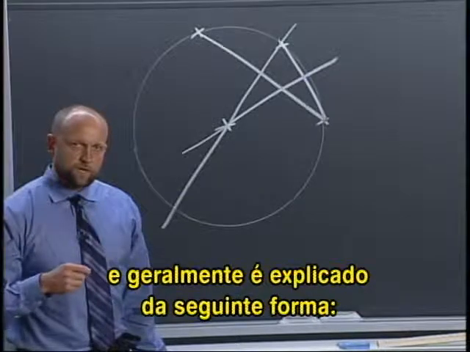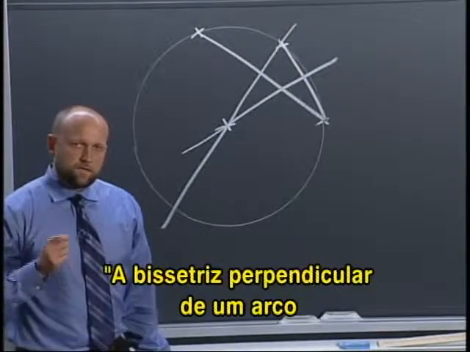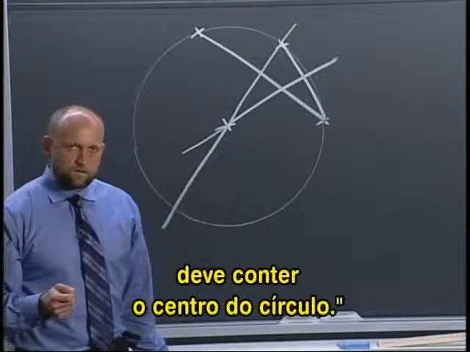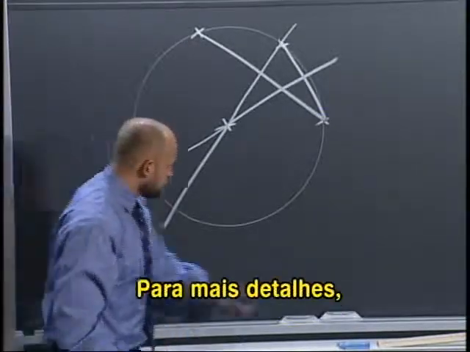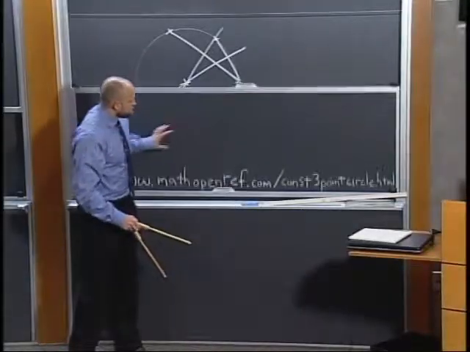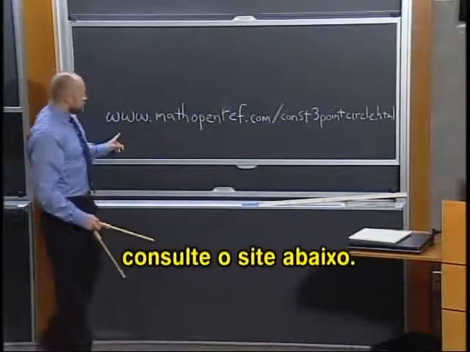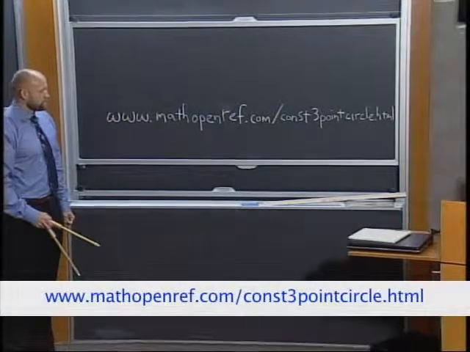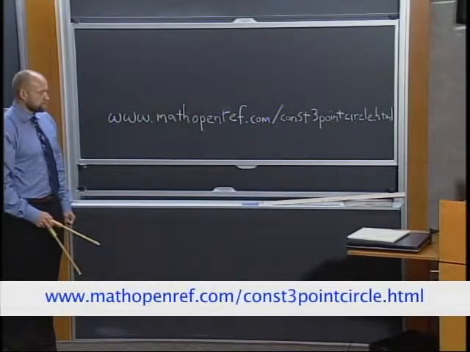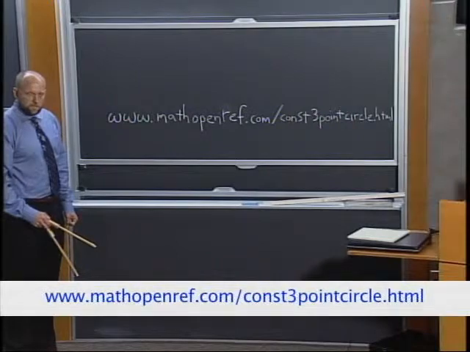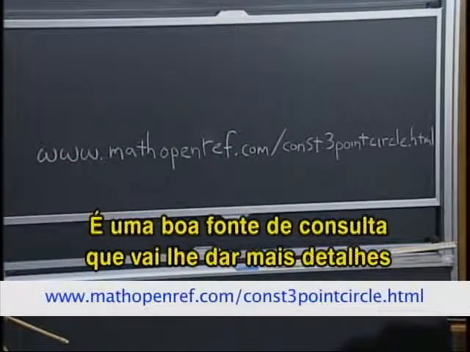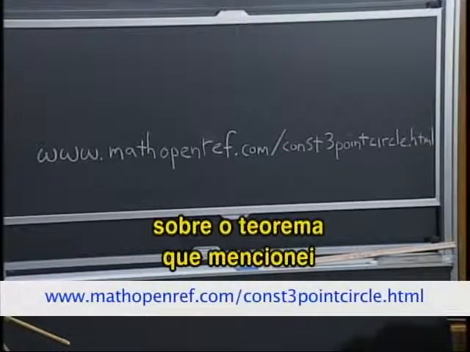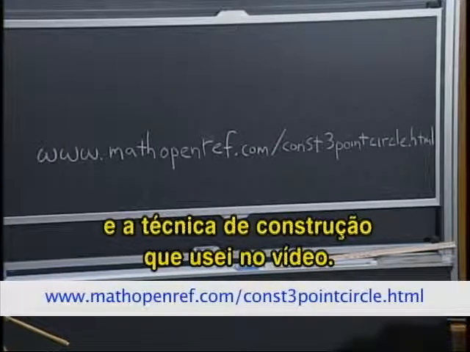The theorem is usually referred to in the following way, that the perpendicular bisector of an arc must contain the center of a circle. Some details on that can be found at the following reference, www.mathopenref.com/const3pointcircle.html. And this is a nice web resource that gives you more details on that theorem that I mentioned and also the construction technique that I use in the video.